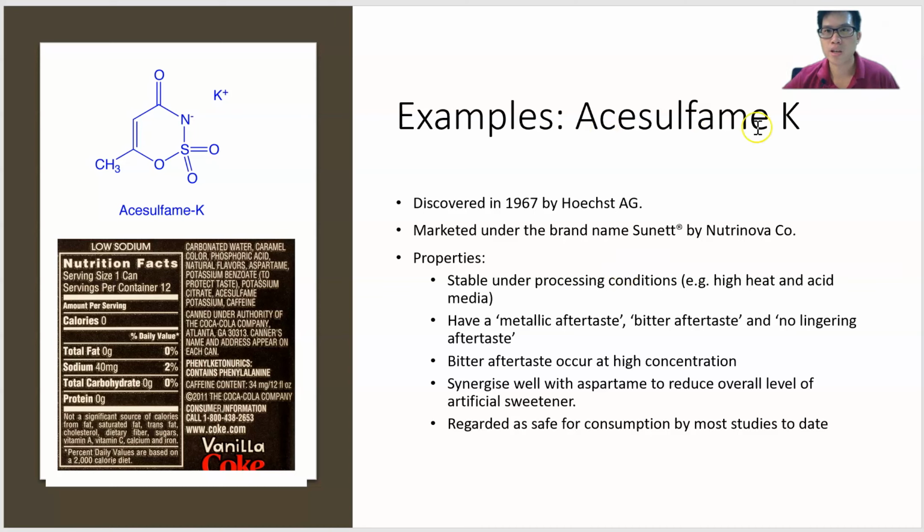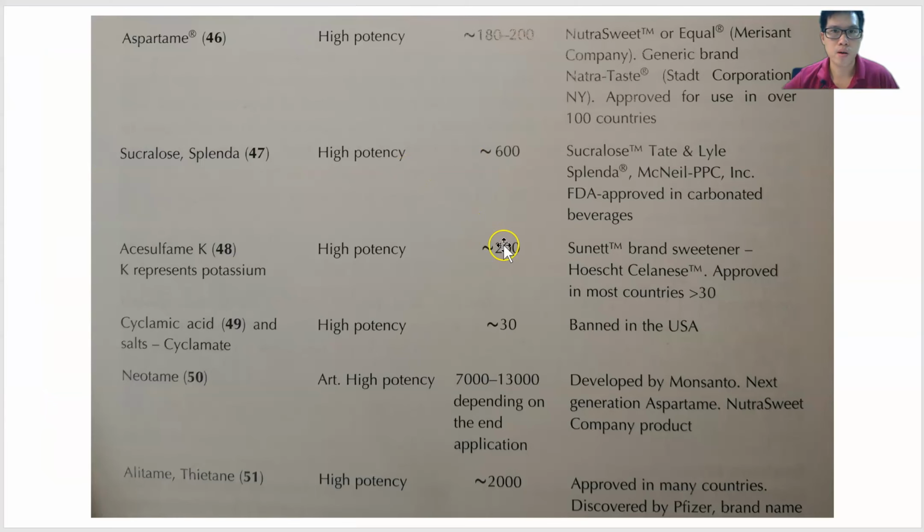That's why acesulfame K is getting more and more popular, because it's stable in acid media. It has a metallic, bitter aftertaste but no lingering aftertaste. The bitter aftertaste occurs at high concentration, so you do not need to add too much. It's a high potency sweetener, about 200 times sweeter than sugar.